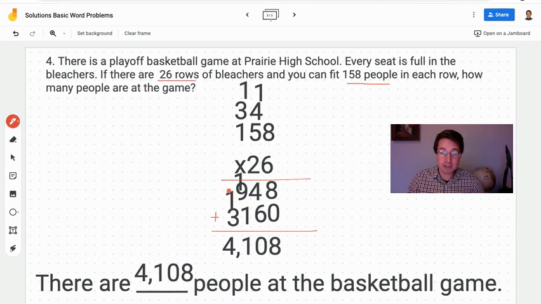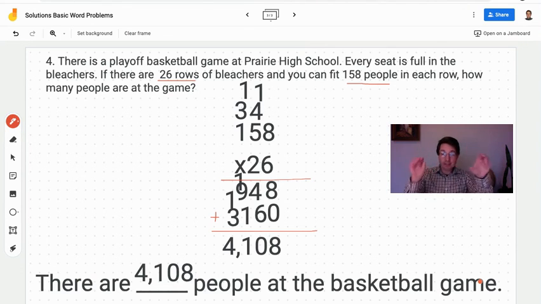We have the ones place multiplied. We have the tens place multiplied. We have to add those together. 8 plus 0 is 8. 4 plus 6 is 10. We regroup the 1. 9 plus 1 is 10. Plus 1 is 11. Regroup the 1 to get 1 plus 3 is 4. There are 4,108 people at the basketball game.